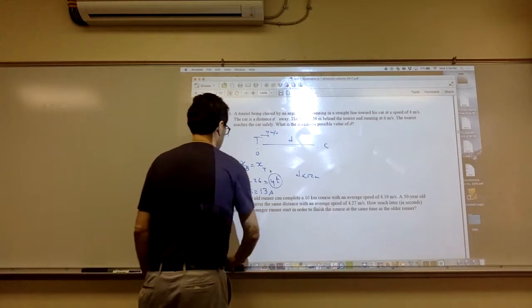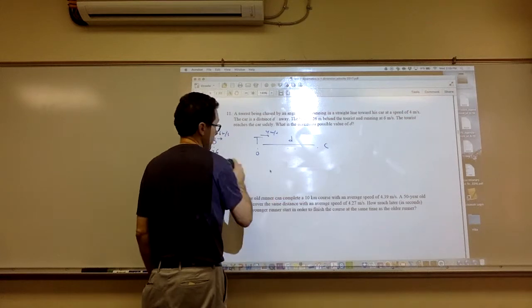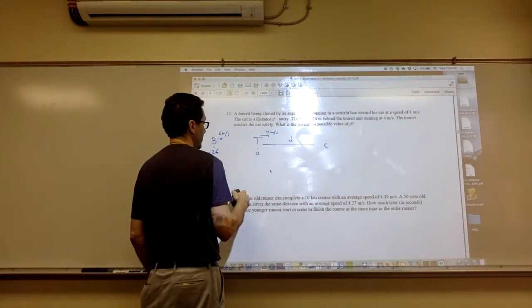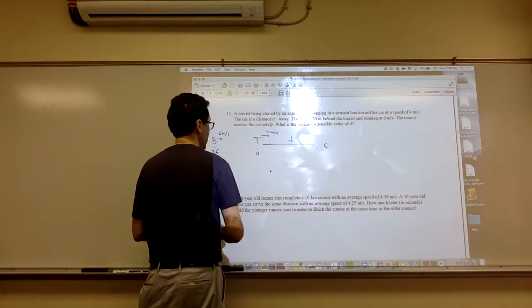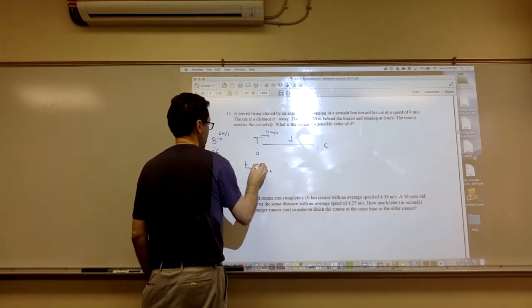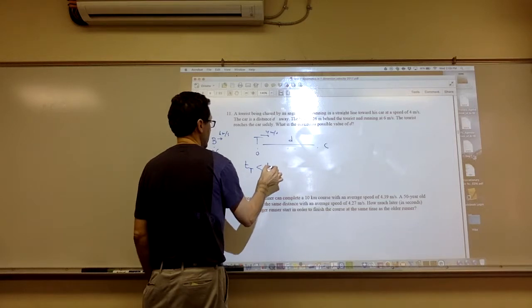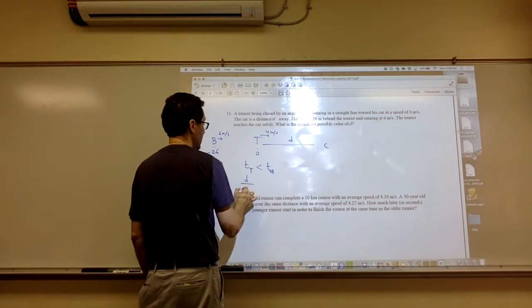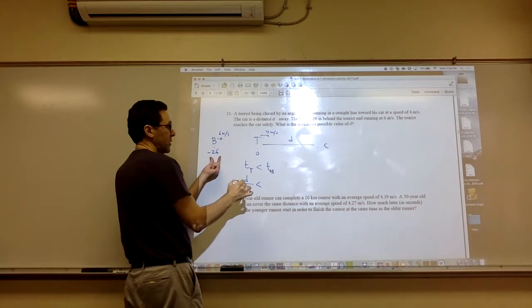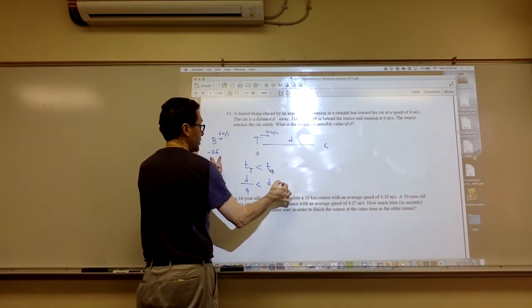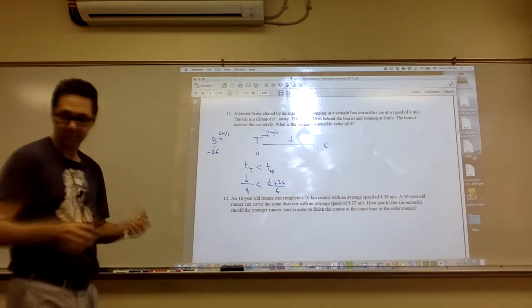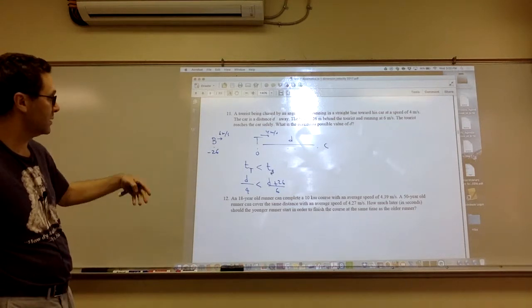Another way we could do it, I can change the origin too. I can make the origin here and make this at positive 26. You can do whatever you want to do. We can say that the time for the tourist has to be less than the time for the bear. Now, the time for the tourist is the distance that he travels divided by his speed. That should be less than the distance traveled by the bear, which is d plus 26, over his speed. And you can solve that inequality. Or you can make it an equation and find d and say, well, it has to be less.